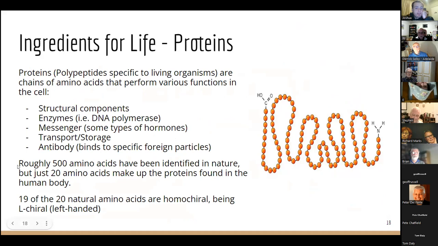Like I said here, roughly 500 amino acids have been identified in nature. So 20 amino acids make up the proteins found in the human body, and 19 out of those 20 are homochiral, left hand. That supports what you just said, Stephen, because if there are 500 amino acids that maybe could come about in nature via natural means, we need to select a combination of just 20 of those. And all but 19 out of 20 have to be left-handed.